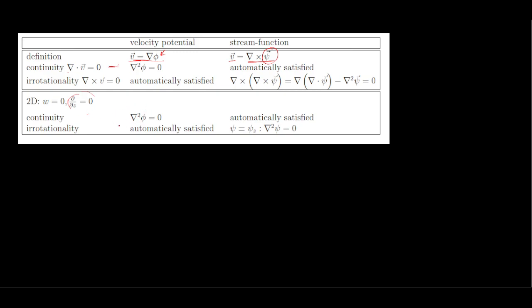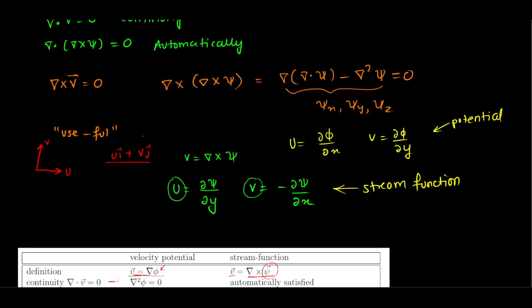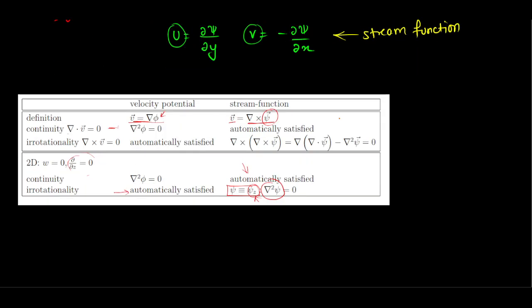Then for continuity again we have this, and the stream function is automatically satisfied. For irrotationality, again it's automatically satisfied, and we'll get the stream function only as a function of z, and the Laplacian of the stream function must be equal to 0. So this is of course solvable, and leads to a closure because we have one unknown and one equation. Therefore we said that it's more useful in the two-dimensional case.